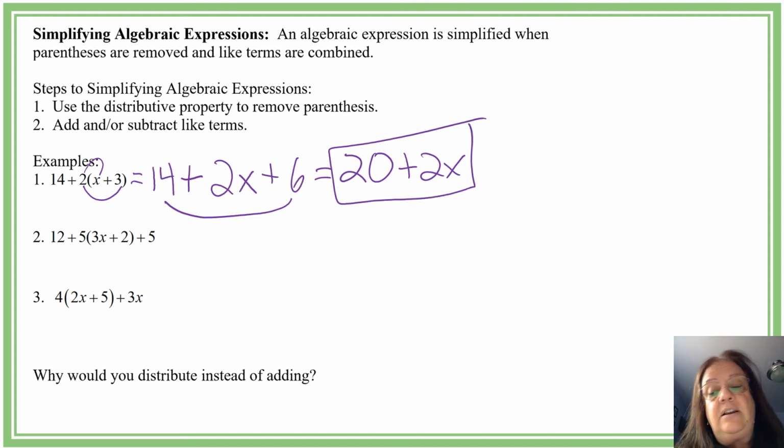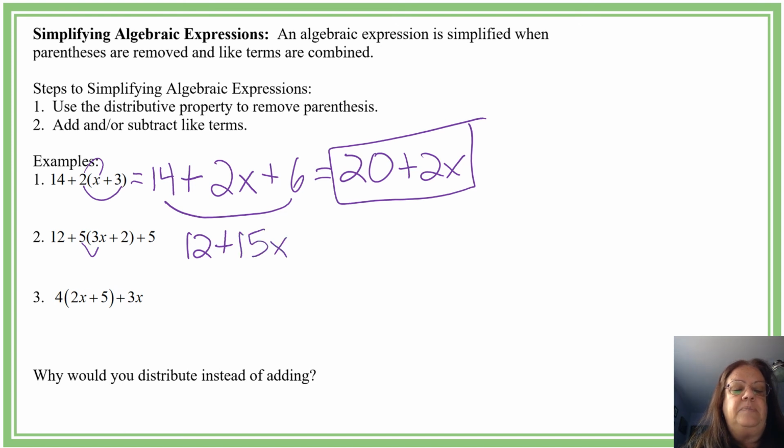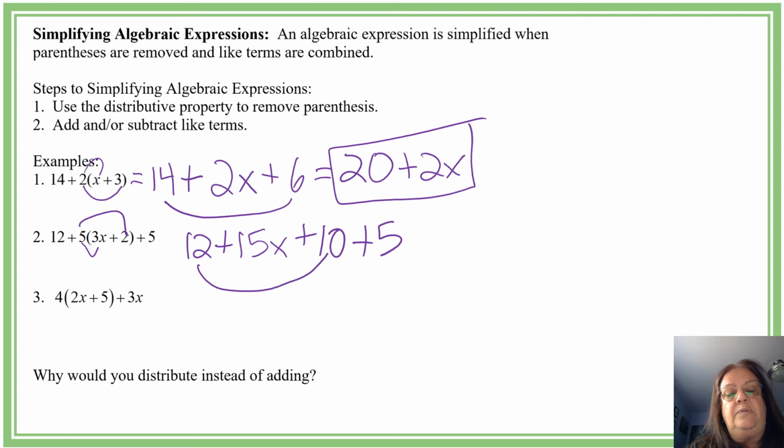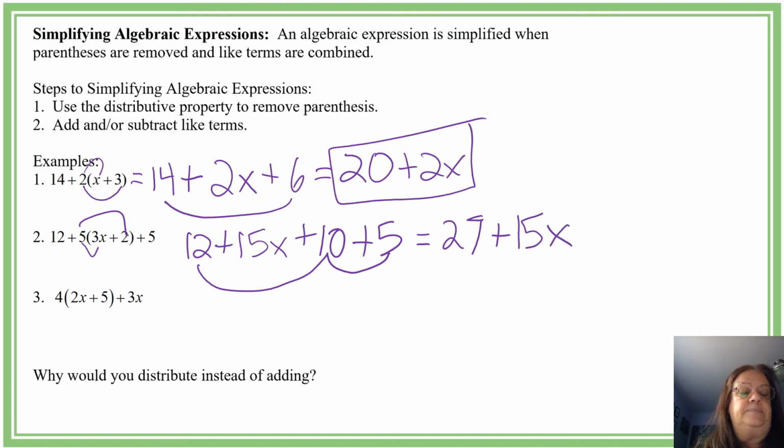I do the same thing on number 2. So I have 12 plus 15x plus 10 plus 5. Well, now I have 3 constants. I'm going to add 12 to 10 and 5. So 12 and 10 is 22, and 5 is 27. So I have 27 plus the 15x, which is all by itself.